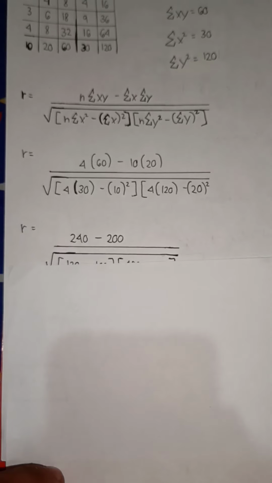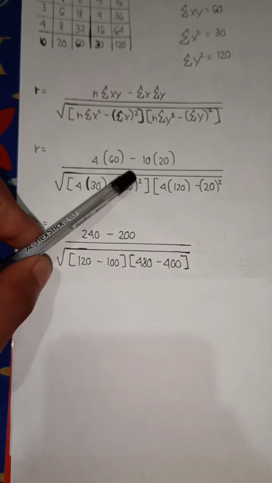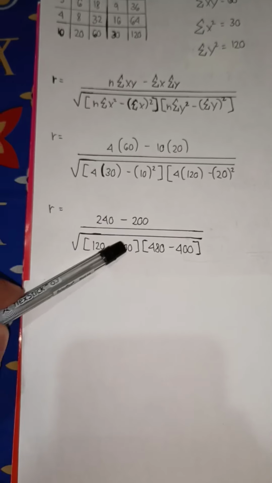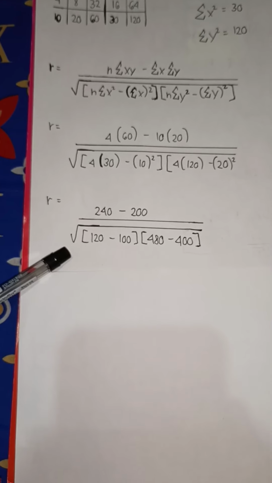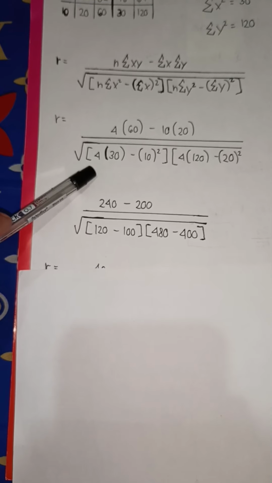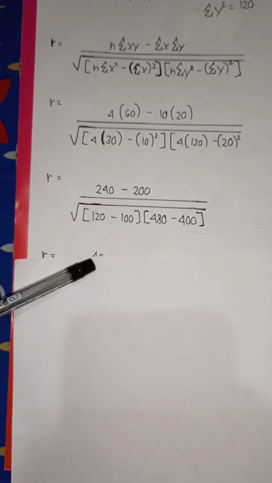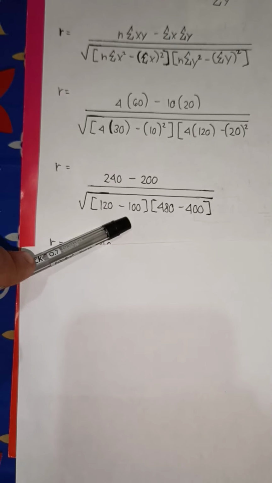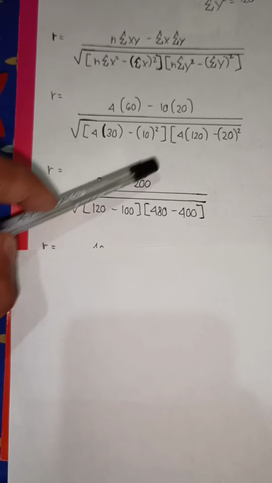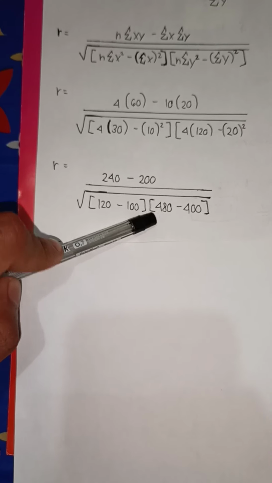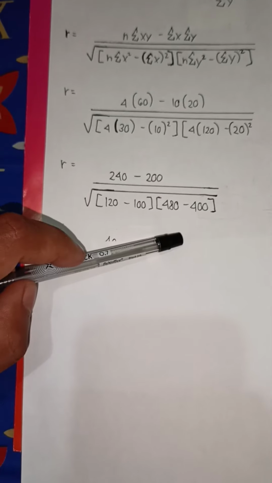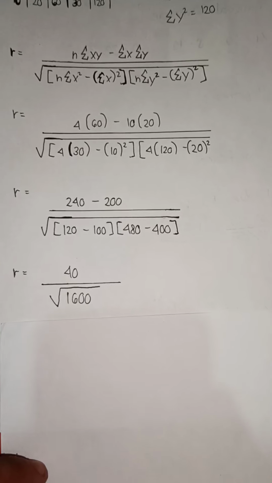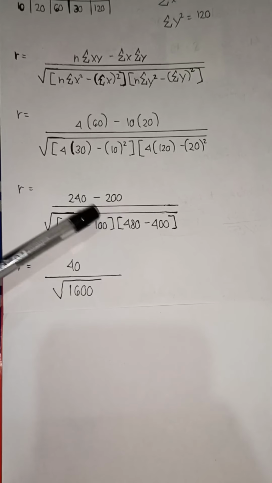Then we will calculate it. 4 times 60 is equal to 240. 10 times 20 is equal to 200. Then square root of, and then 4 times 30 is equal to 120. 10 times 10 is equal to 100. 4 times 120 is equal to 480. And 20 times 20 is equal to 400. Then 240 minus 200 is equal to 40.